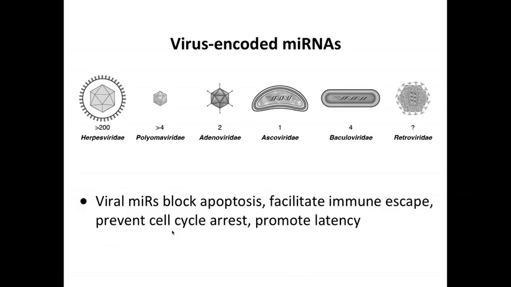Here's an interesting one. Some of them prevent the arrest of the cell cycle. Upon infection, many cells stop dividing in response to infection, another antiviral response. Viruses, especially DNA viruses, want the cells to be dividing because they need the DNA replication machinery. So they have miRs to make the cells keep dividing. Amazing. And some of the miRs promote latency. That is, the ability of the virus to remain in the cell for long periods of time.